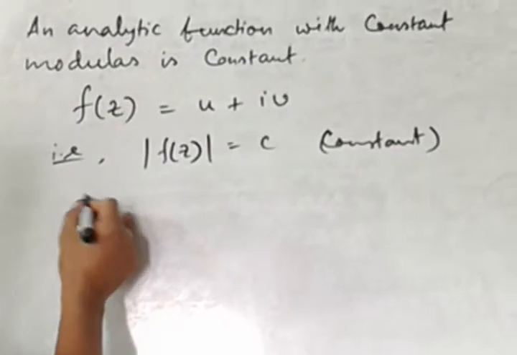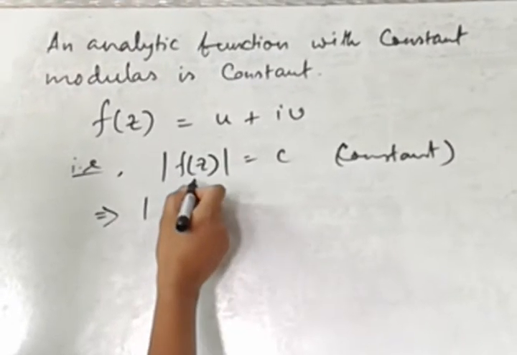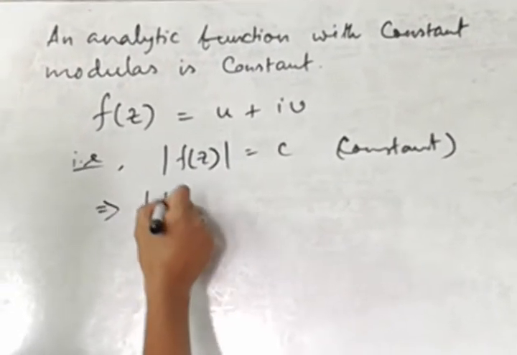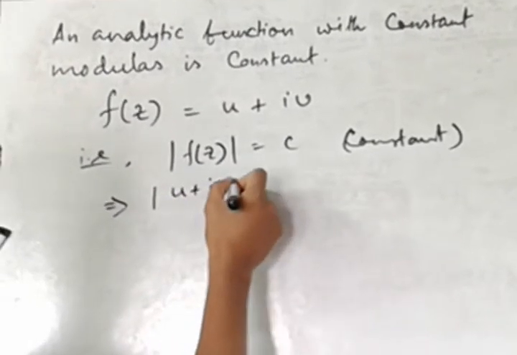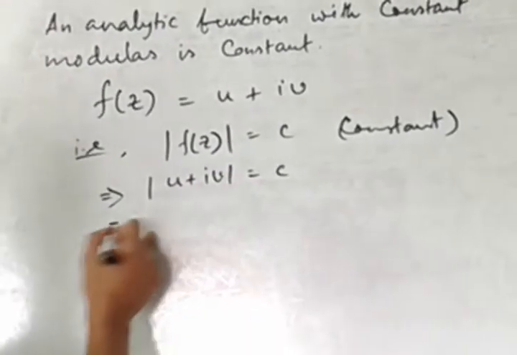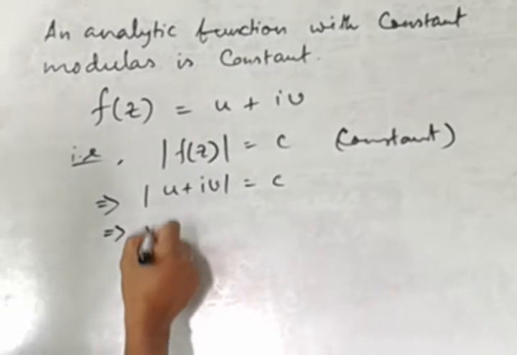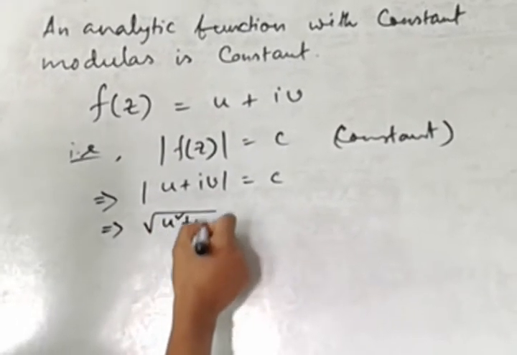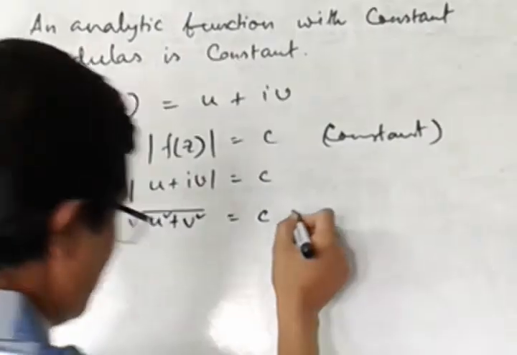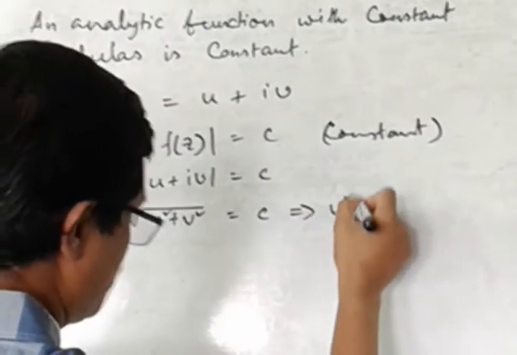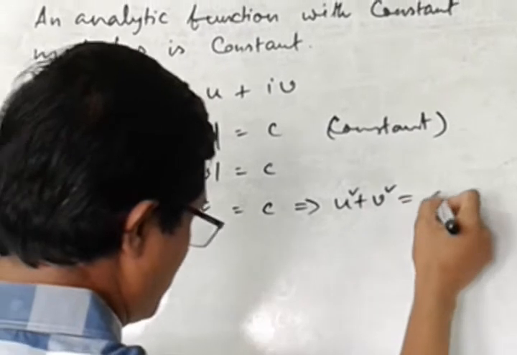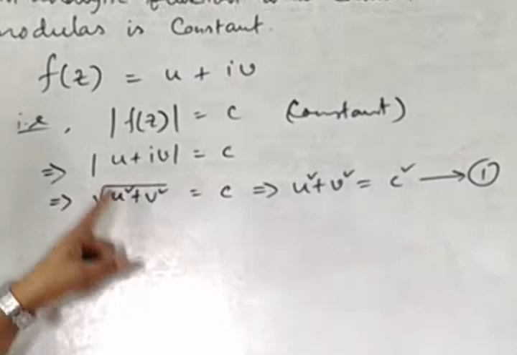That means the modulus of this function, where we can replace f(z) by u + iv, is equal to c, where c is the constant. So we can write the square root of u squared plus v squared is equal to c. This can be written as u squared plus v squared is equal to c squared, since we have removed the modulus here. So this is equation number 1.